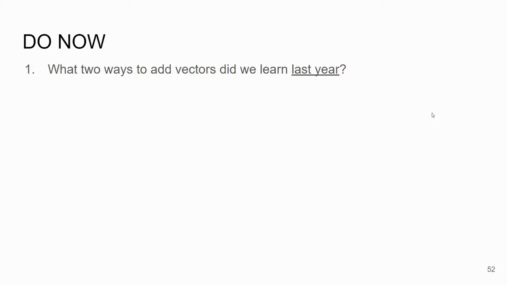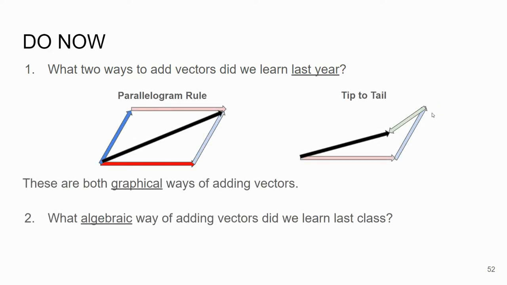This is the second part of the chapter 32 slides. So, to review, what two ways to add vectors did we learn last year? There's the parallelogram way. I should stop calling it parallelogram rule. It's not a rule. And the tip to tail way or method. So yeah, these are both graphical ways of adding vectors.